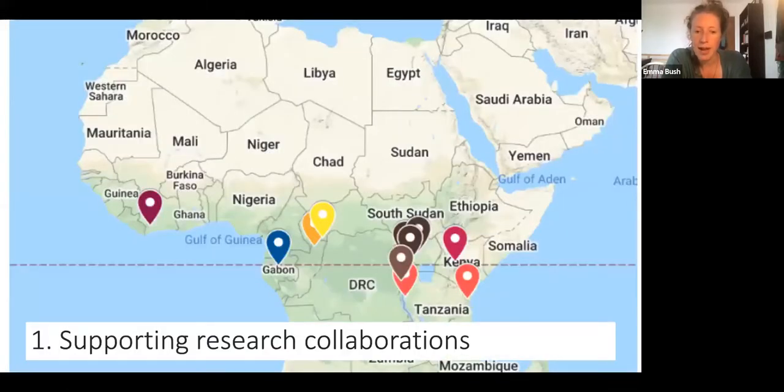So, okay, just the main aims of the network are supporting research collaborations. So this is trying to get funding together and come up with new research ideas that we can collaborate on between our individual research sites.